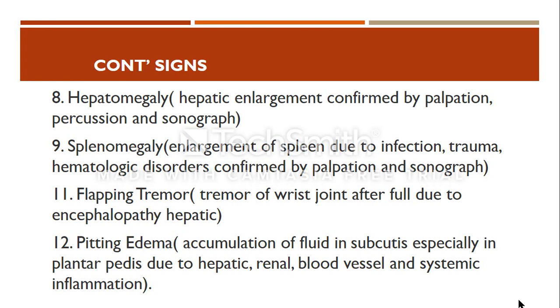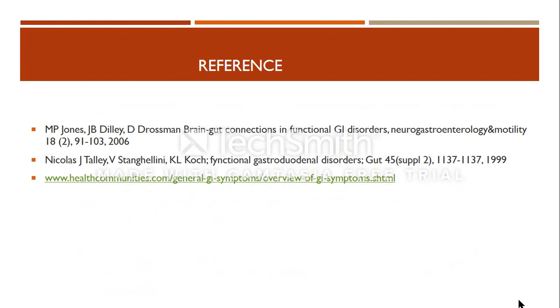Splenomegaly is an enlargement of the spleen due to infections. Megaly means big. Splenomegaly means the spleen has become big. An enlargement of the spleen can be due to infection, trauma, or a hematologic disorder, confirmed by palpation and also by sonography. Flapping tremor of the wrist joint is due to hepatic encephalopathy. Pitting edema is accumulation of fluid in the subcutis, especially in the pedal area, due to hepatic or renal disease, blood vessel problems, and systemic inflammation.